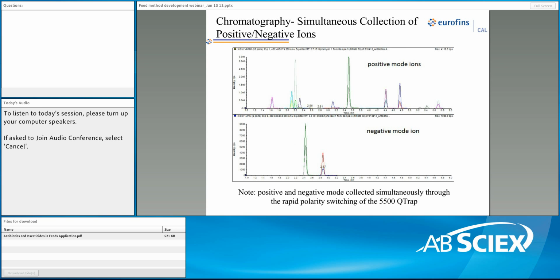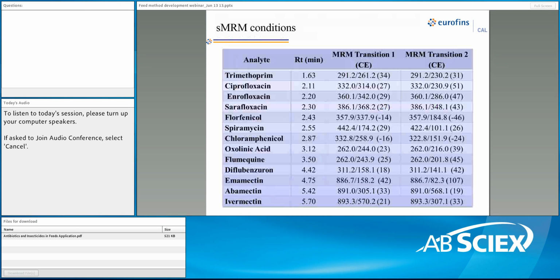This gives a little bit of a taste of what we have for the chromatography and how this looks. This is simultaneous data collection of positive and negative mode ions. The 5500 allows a 2 millisecond switching time between polarities, so that we can simultaneously collect these. And this is, I believe, a 40 ppb solvent standard. And we have really excellent peak shape, and it works quite well.